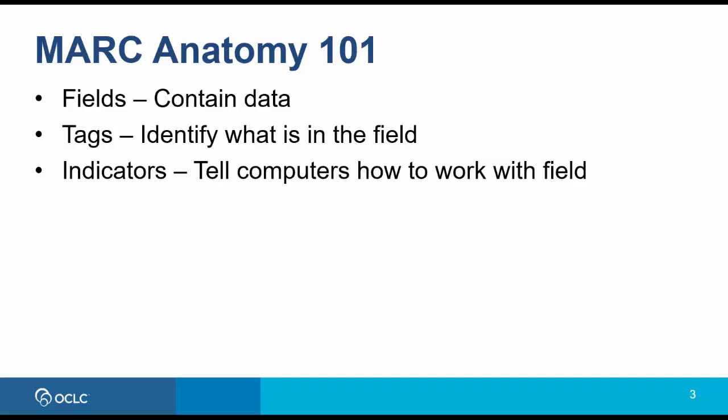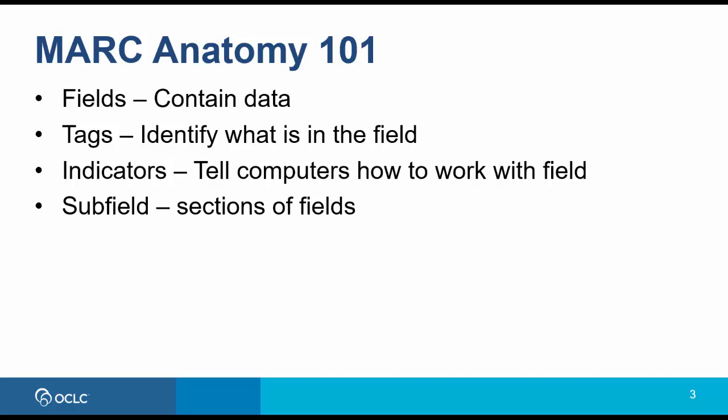Indicators provide computers with information about how to treat the field. In the title field, for example, there is a non-filing indicator. If we have an English title, The History of Art, in a title browse display, we want to begin filing on the second word, history, rather than the, so we set the non-filing indicator to 4 to tell the computer to disregard the and the space following it. Indicators have different functions in different fields. Some fields use indicators, and some do not.